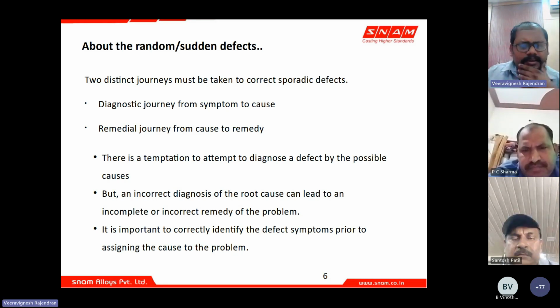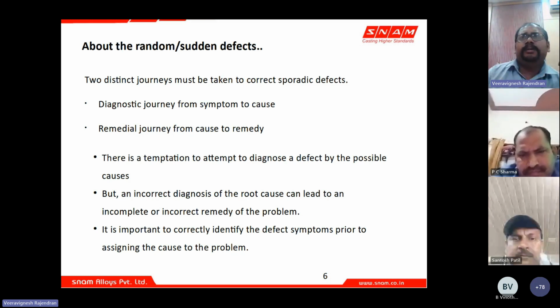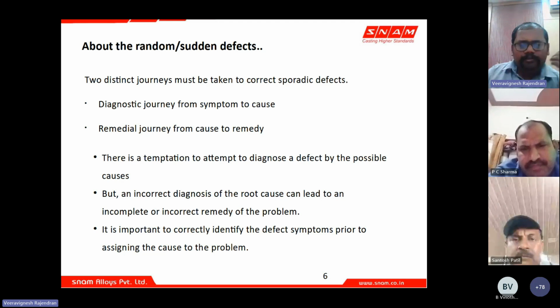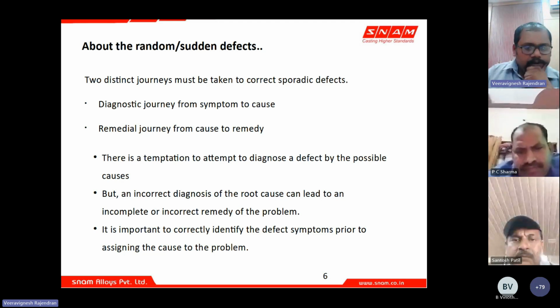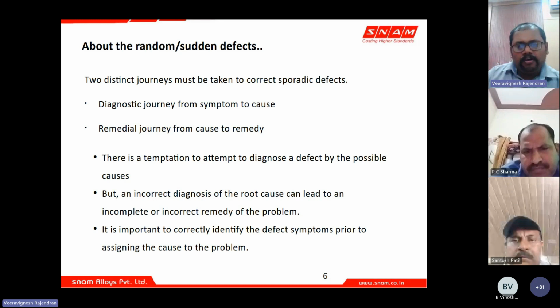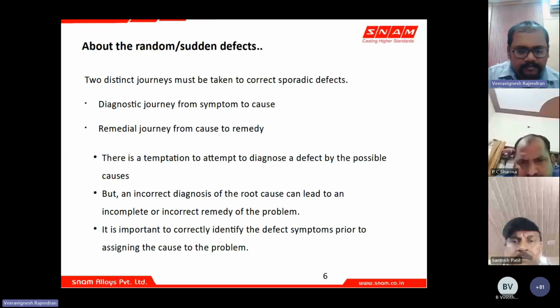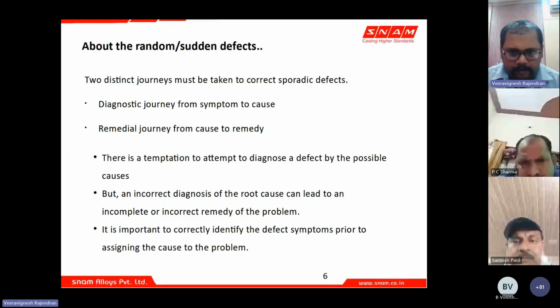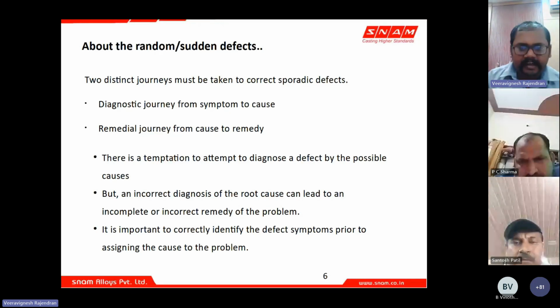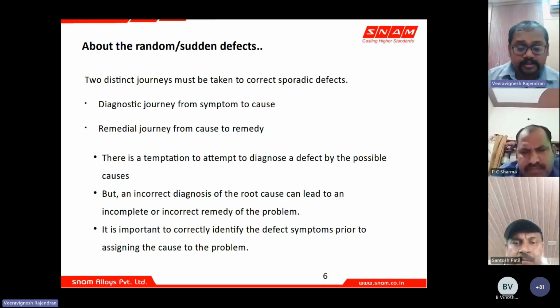So there is always a temptation to attempt to diagnose a defect by possible causes. What happens is we always have some basic knowledge or understanding with the experience we have gathered so far or what we have learned from our higher ups. So we try to fit all the defects with only the causes we already know. With your limited knowledge, you start attacking a problem. You always think that this is the only solution available for that particular defect. And you keep trying the same thing again and again, but the defect might reduce or might not reduce.